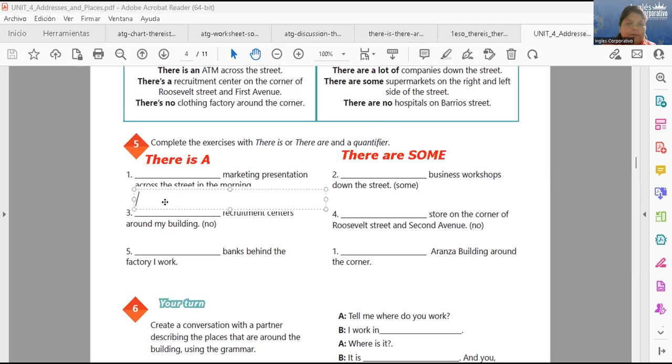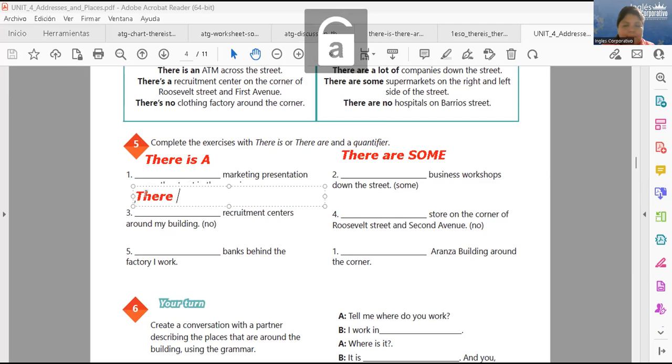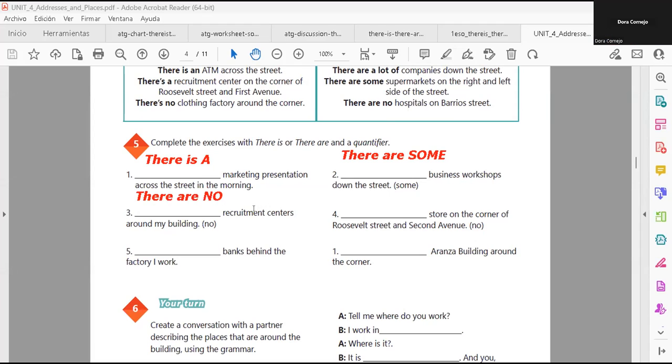Number three, Edgar. There is or there are? Recruitment centers around my building. Edgar, tell me. Activate your microphone. There is a recruitment center. There is or there are? Recruitment centers. Identify the noun. Quantifier in parentheses is no. Okay. We also have the quantifier no to say there are none, right? So your quantifier: there are no recruitment centers around my building. Okay. Right. Number four. Ingrid, help us.